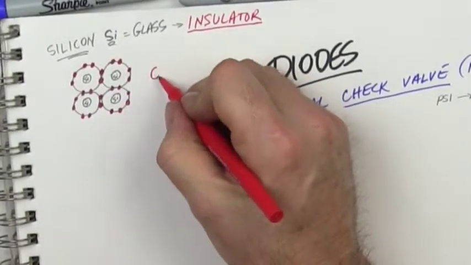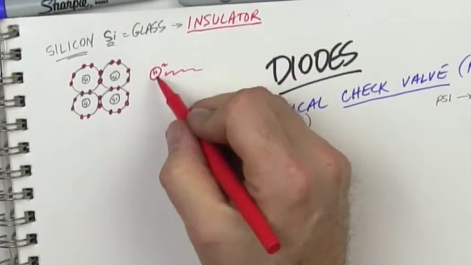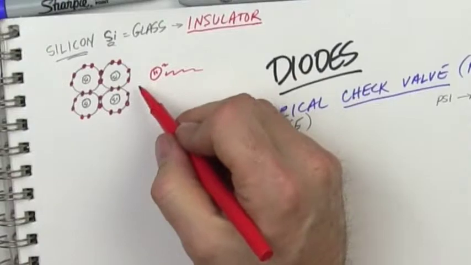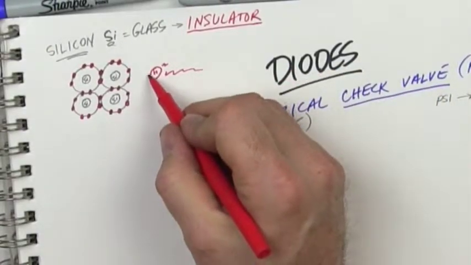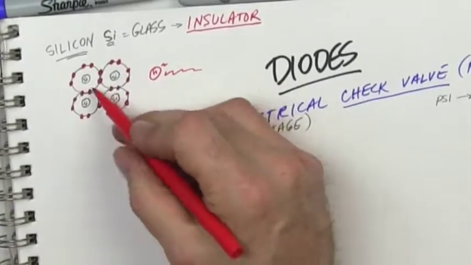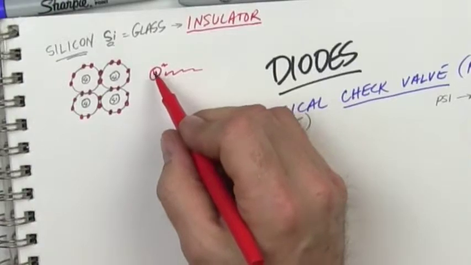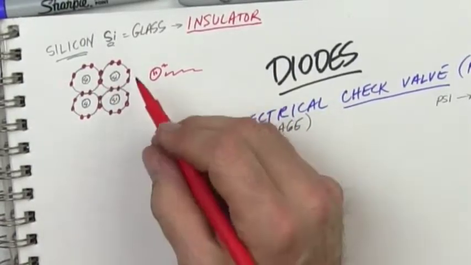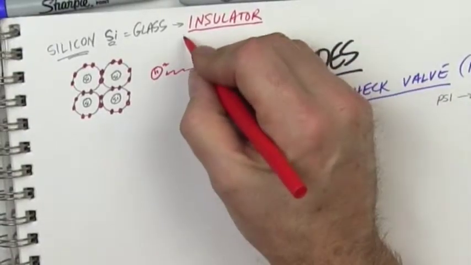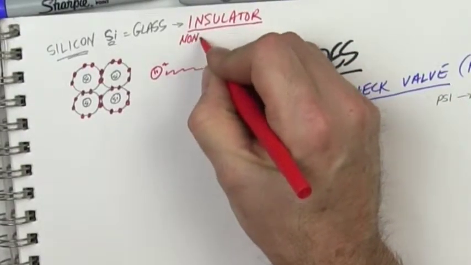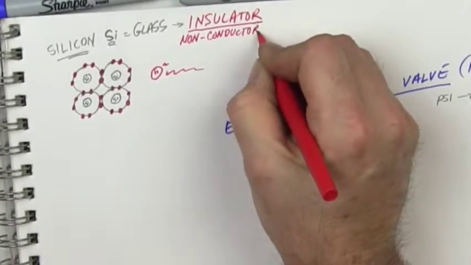So if another electron comes whizzing along in here, when it hits the silica, it kind of gets stopped. And the reason it gets stopped is because there's nowhere for it to go. So that makes glass a really good insulator. Well, that means it's a non-conductor. An insulator is a non-conductor, right? So non-conductor, insulator, same thing.